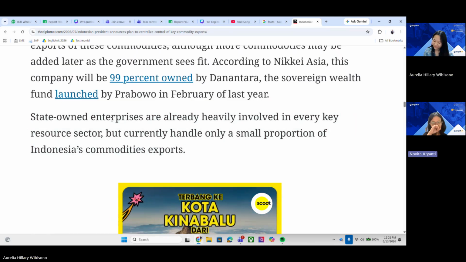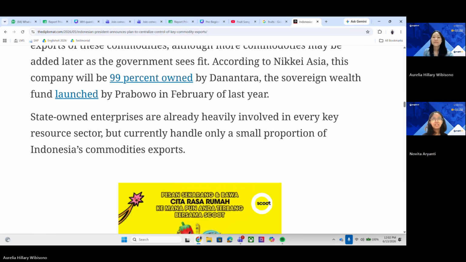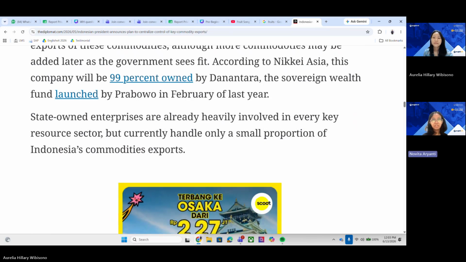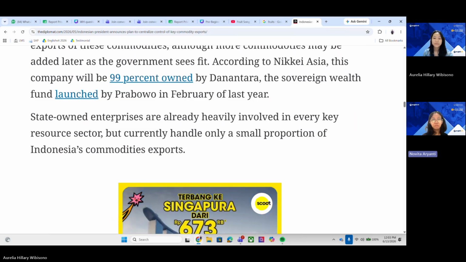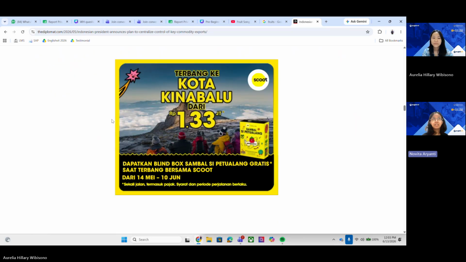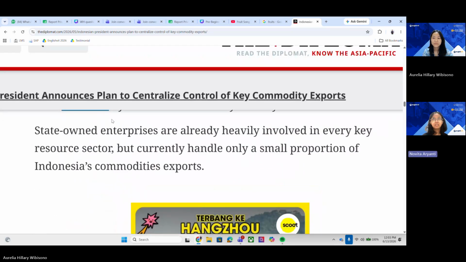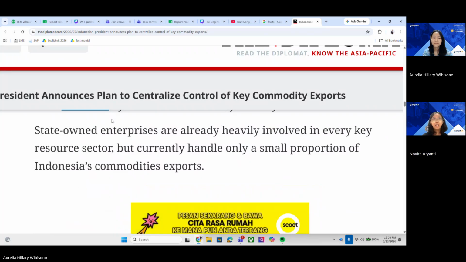State-owned enterprises are enterprises that are managed by the state, this state referring to Indonesia. So they will be funded by the country, and then the revenue will be obtained to improve the economic situation in Indonesia.